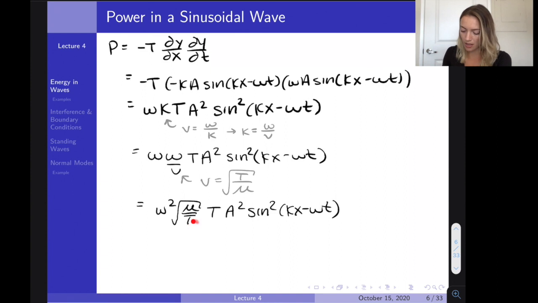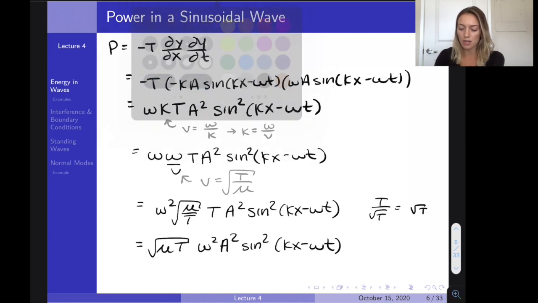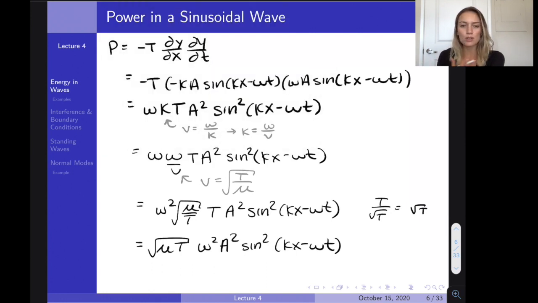Now this right here, t over square root t is equal to just square root t. So now I can rewrite all this as omega squared times, well, let me rewrite that a little bit. I can rewrite it as mu square root of T omega squared amplitude squared sine squared of kx minus omega t. So this is the power delivered at some moment in time, but usually we want to talk about the average power delivered by a wave.